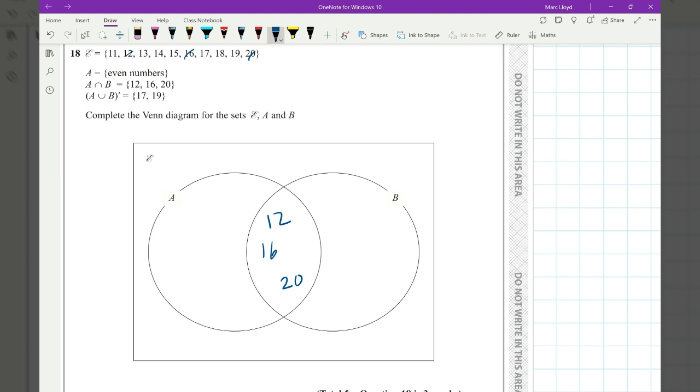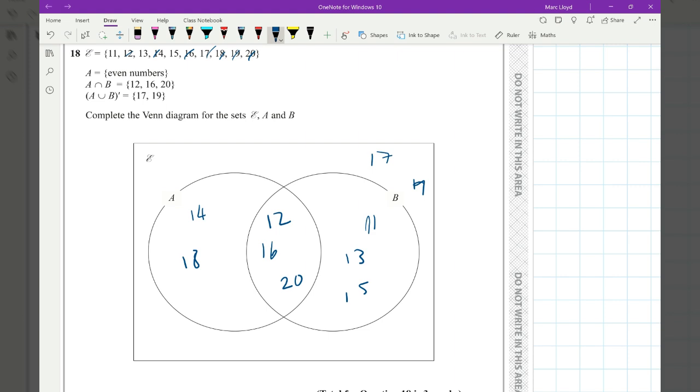Even numbers are in A, meaning that 14 has to be in A and 18 has to be in A. So they're dealt with. Right, in the union of A and B, but then that dash means it's not in A and B at all, which means that is going to be on the outside. So 17 and 19 are the numbers on the outside there, meaning on this right-hand side, we've got 11, 13, and 15.